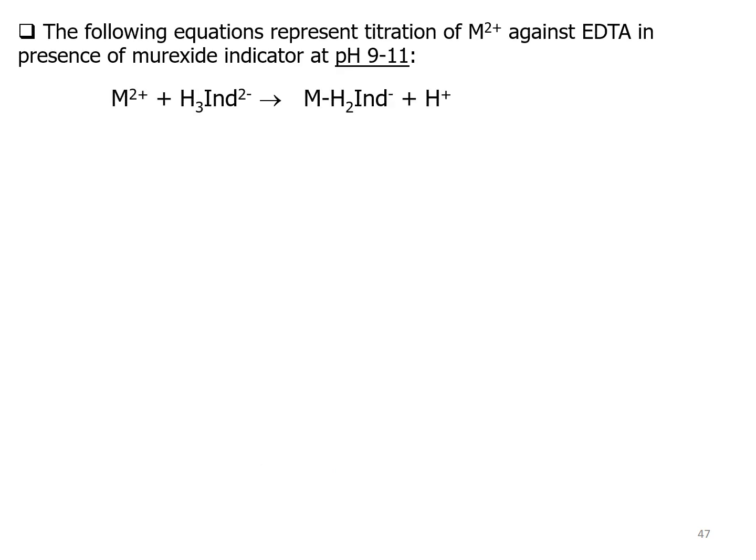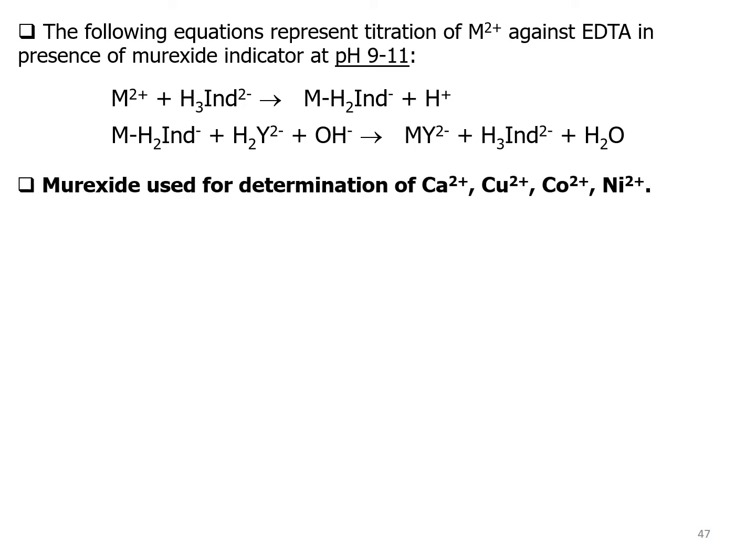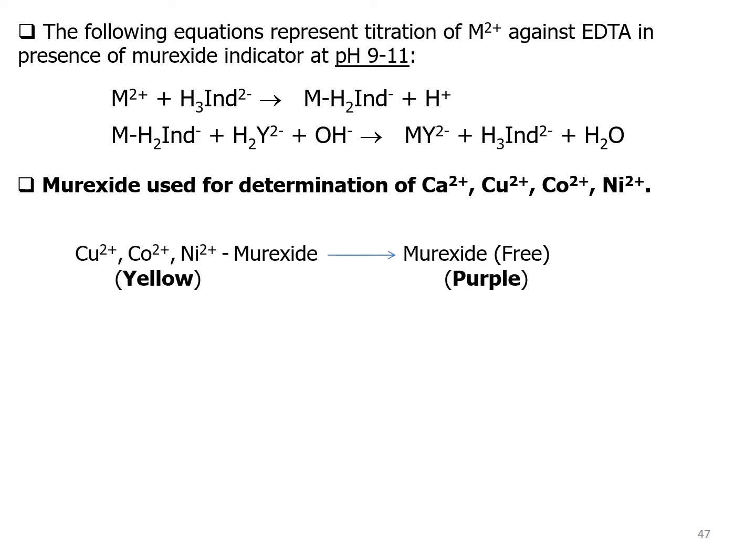So the following equations represent titration of central metal ion against EDTA in presence of murexide indicator. Again, the central metal ion is reacted with the indicator, forming a metal indicator complex. Then EDTA is added until the reaction is finished. Metal EDTA complex is now formed, and the free indicator is liberated with a different color.